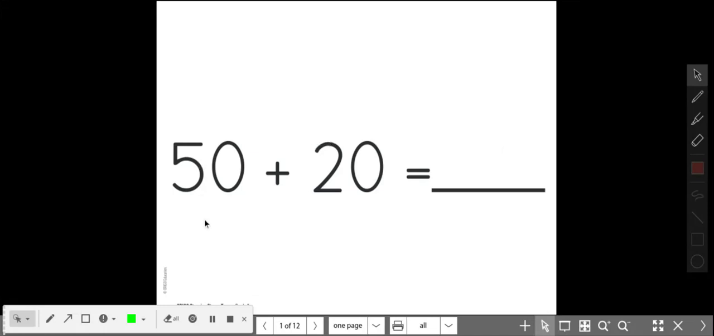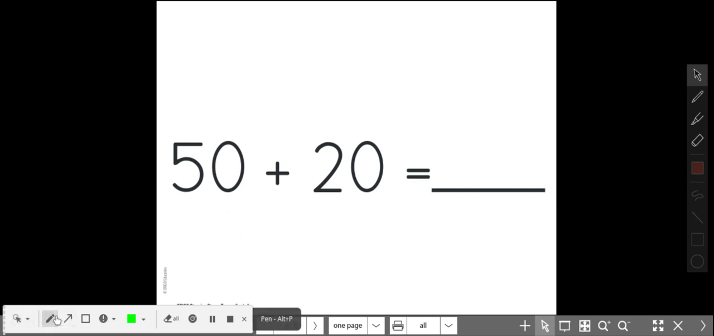We can look at the first digit, the tens place digit, and see that we have a 5 in the tens place on the first number and a 2 in the tens place on the second number. The 0 sometimes mixes us up, but I can look at the 5 and add the 2, and I know that 5 plus 2 is 7.